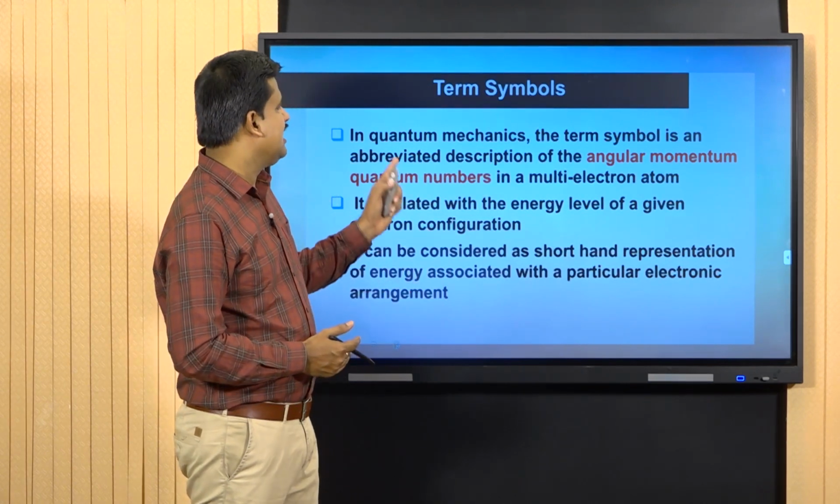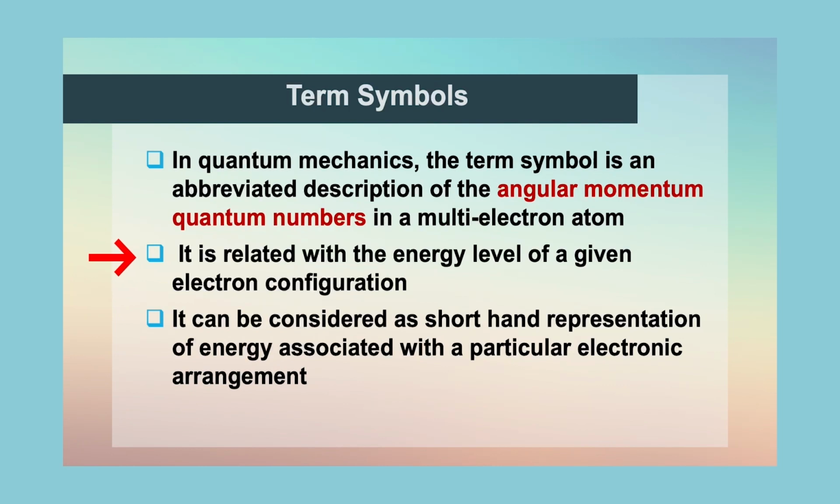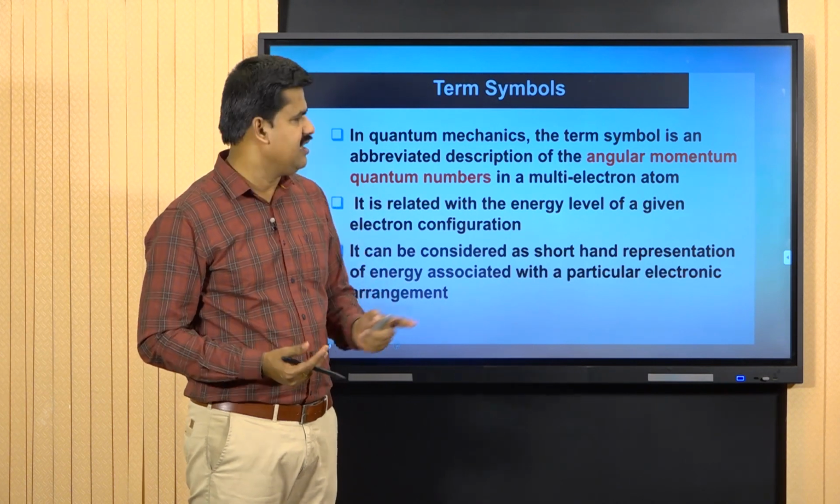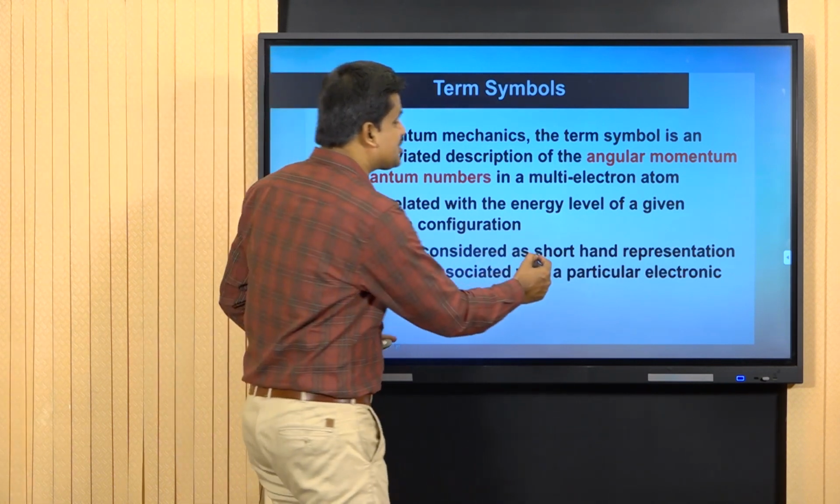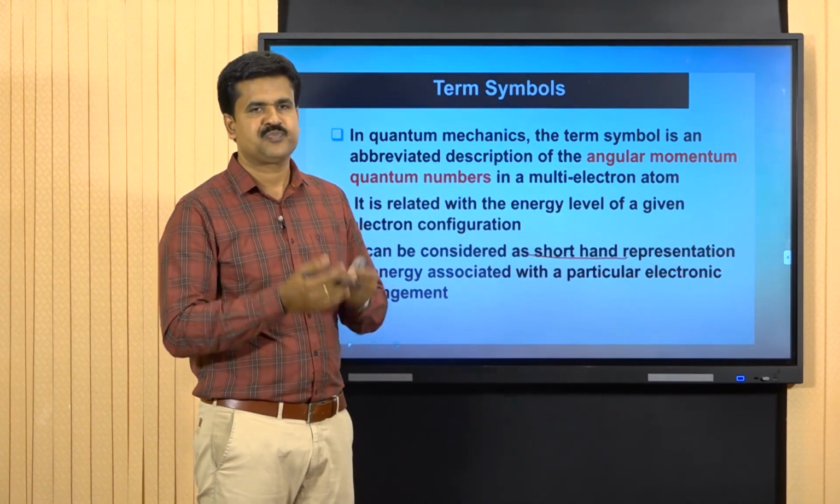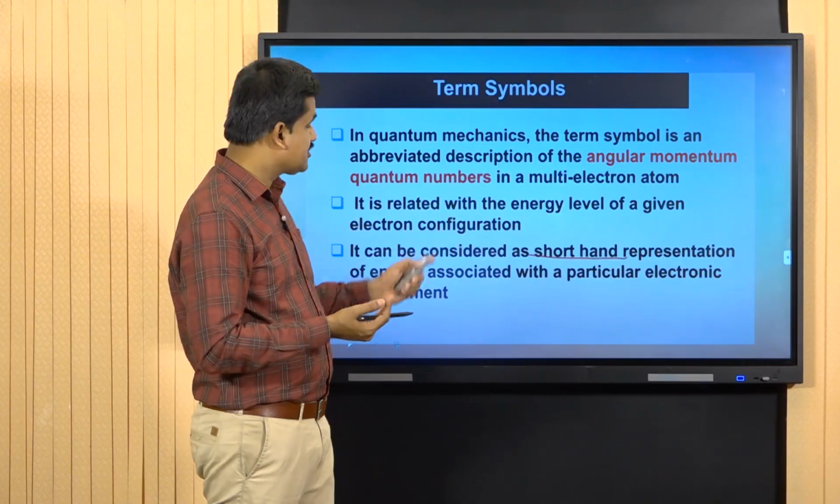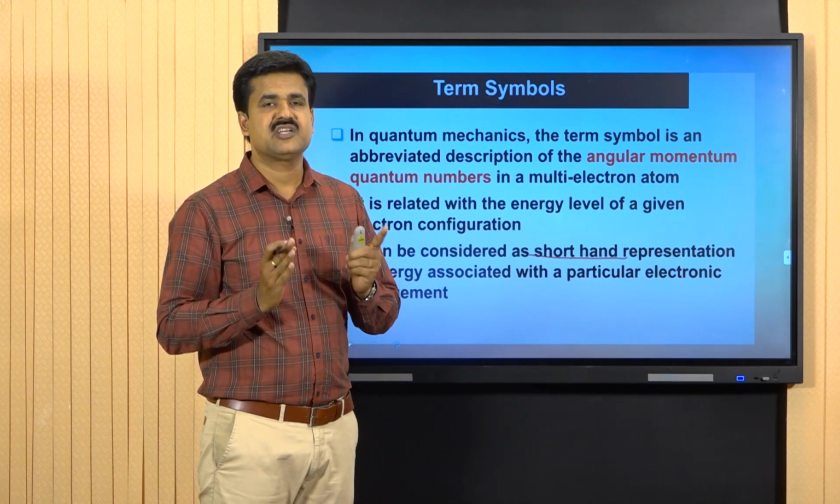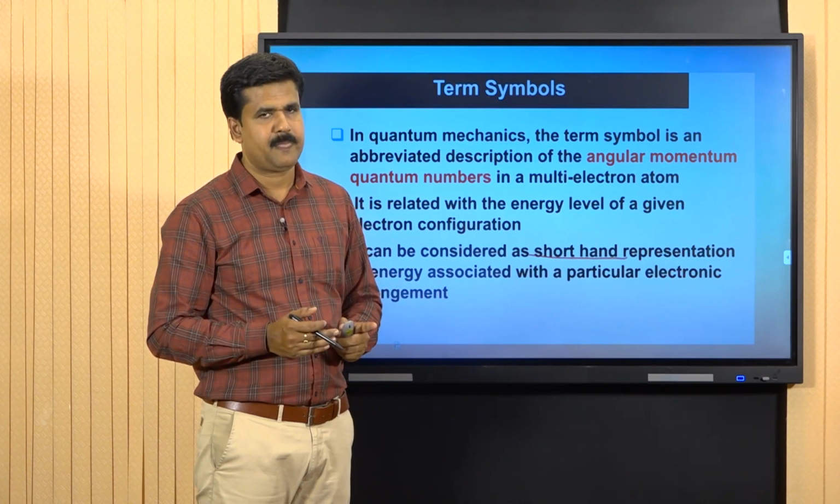It is related with the energy level of a given electronic configuration. Hence, the term symbol can also be considered as a shorthand representation of energy associated with a particular electronic arrangement. This is about the definition of term symbol.